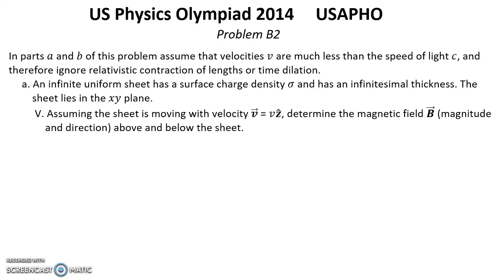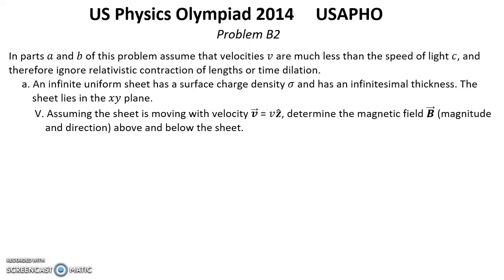Question 5. Solution. Applying Ampere's law and asymmetry, there is no magnetic field above and below the sheet. Interestingly, there is no magnetic field at the sheet either.